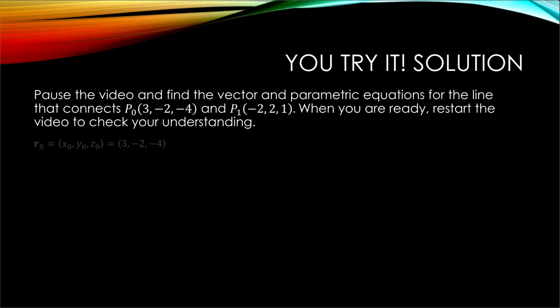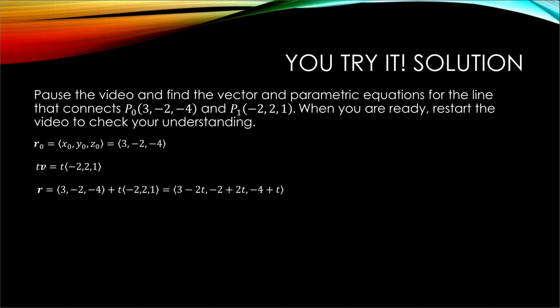In order to solve this, I want to first write out my R0 vector. That's a vector with the components 3, -2, -4. My VT term is going to be t times a vector with components -2, 2, and 1. My R vector is the sum of these two vectors. When I add those term by term, I get a vector with components 3 minus 2t, -2 plus 2t, and -4 plus t. The parametric equations for this are the components of my R vector. X is equal to 3 minus 2t, y is equal to -2 plus 2t, and z is equal to -4 plus t. This is how we define a line in R3 space with vector equations or parametric equations.